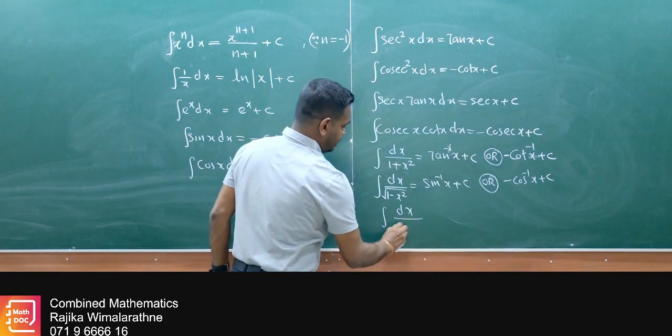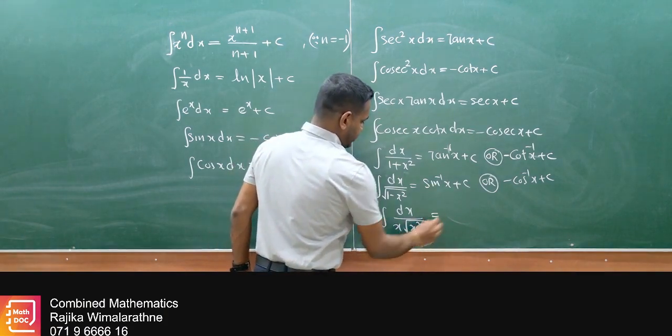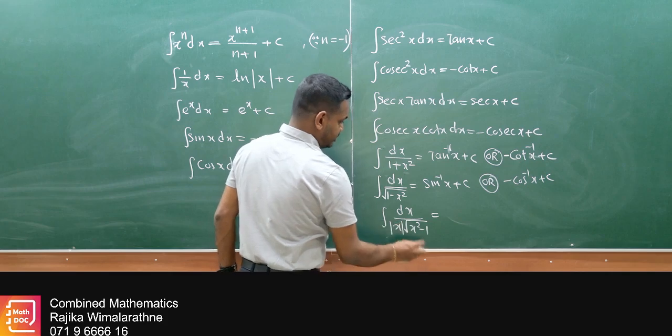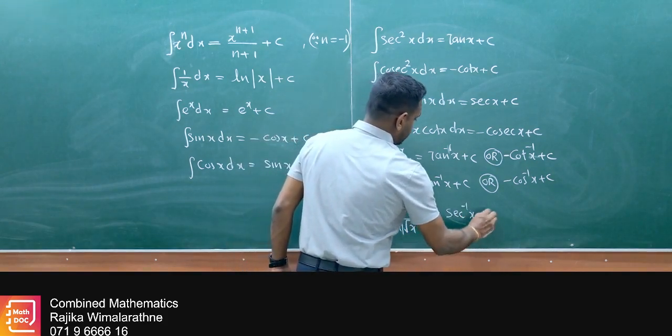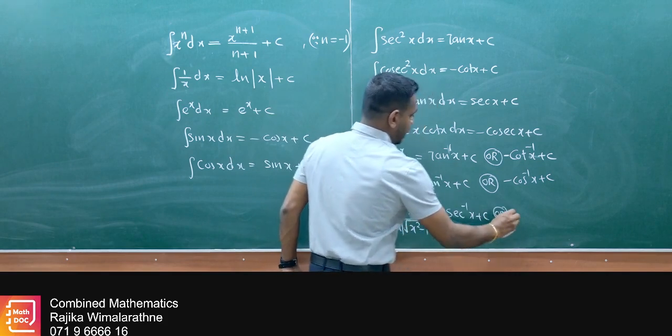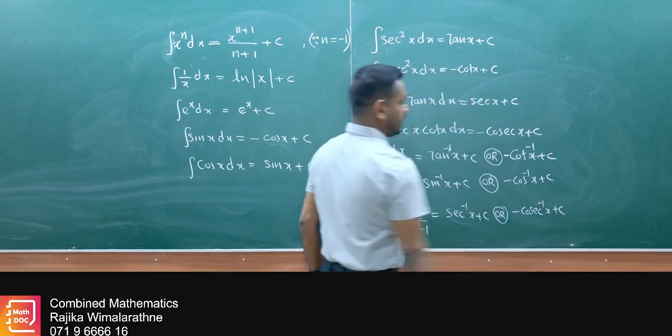Last one, dx over x times square root of x squared minus 1. We say, we have modulus here. We say sec inverse of modulus x, or minus cosec inverse x plus c. Here it is.